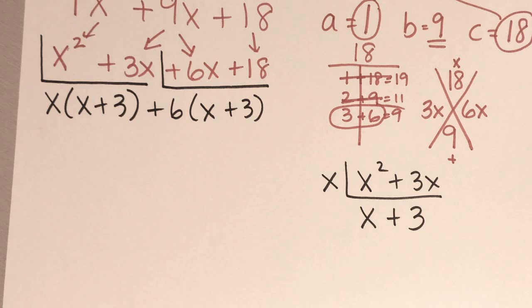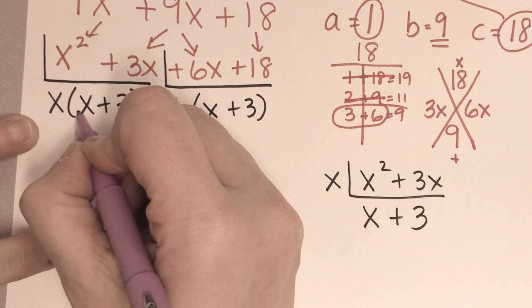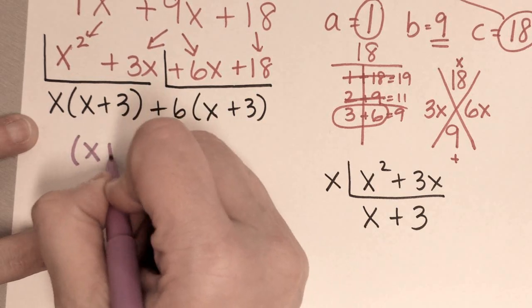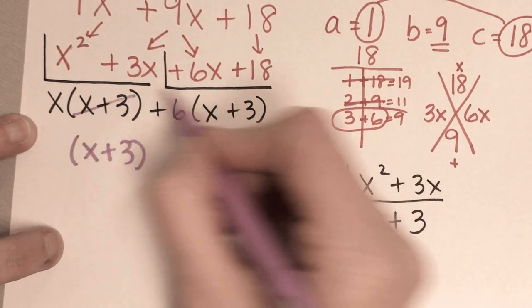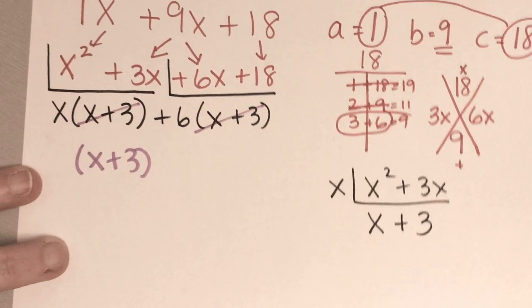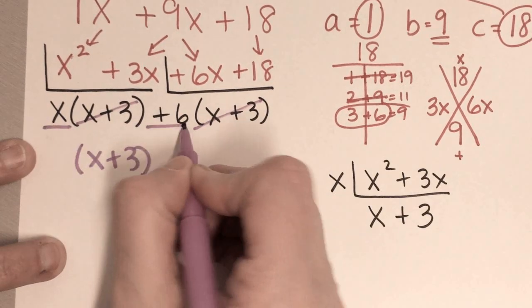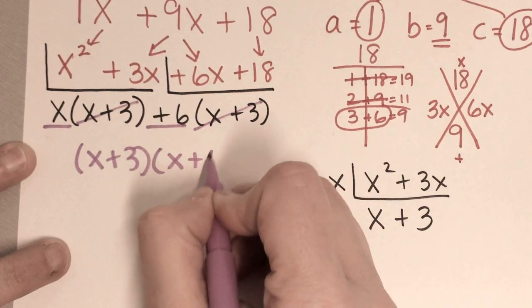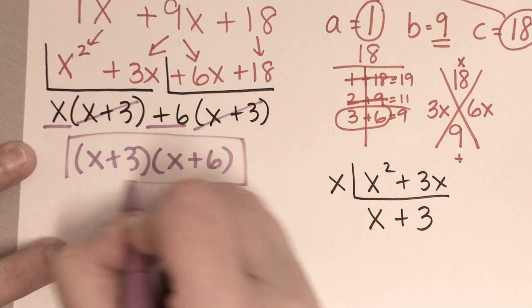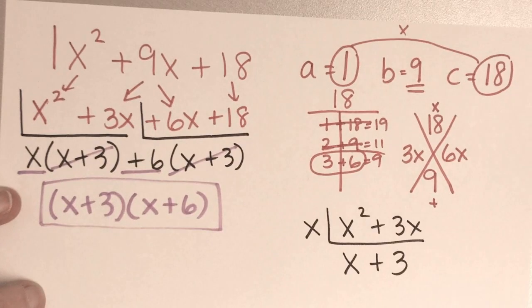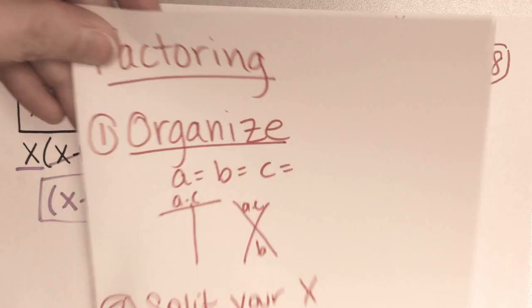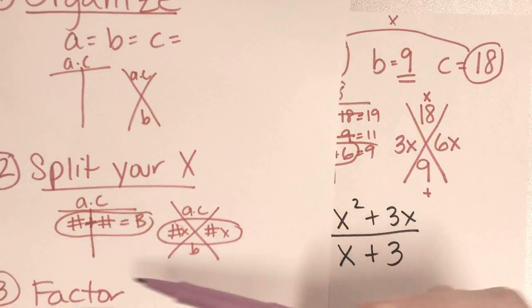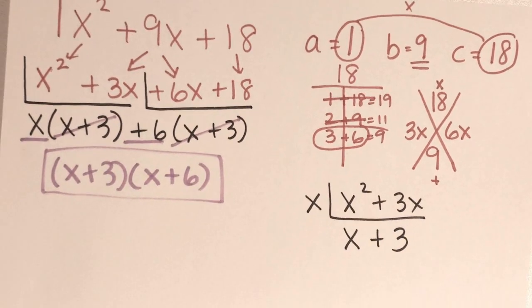All right, and then the last step of factoring is, I hope this pen works. I'm going to write down the first thing I see in parentheses, x plus 3. And then I'm going to cross it off in that expression. Then I'm going to underline what's left. Well, what's left is x plus 6. So x plus 6 becomes my second factor. All right? This is our process. We organize, we split our x, and then we factor. Okay, so that's the first example. I'm going to do two more with you, and we're going to see how that goes.